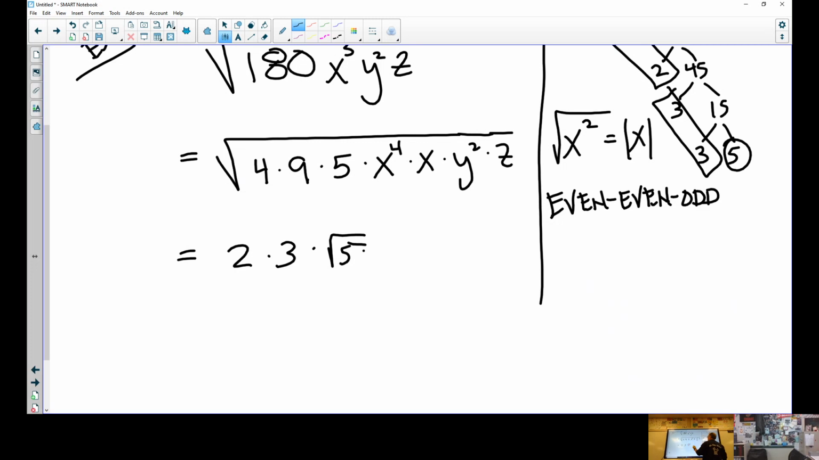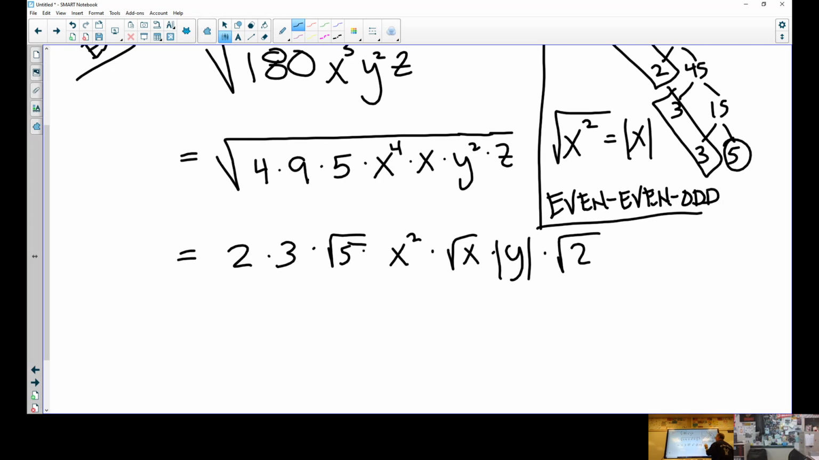Square root of x to the 4th is x squared. That was even, came out even. It's not an even, odd, right? So I don't have to worry about an absolute value. Then I've got square root of x. Nothing I can do with that. Then I've got square root of y squared. Well, now it's even, and this comes out odd, so I have an absolute value of y. And nothing I can do with the z.